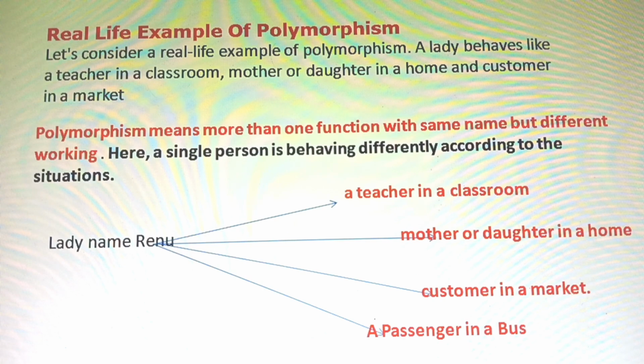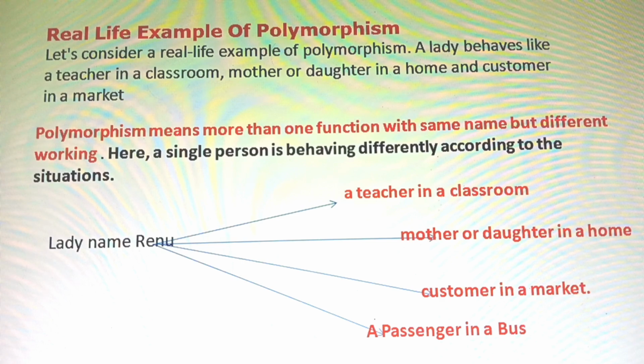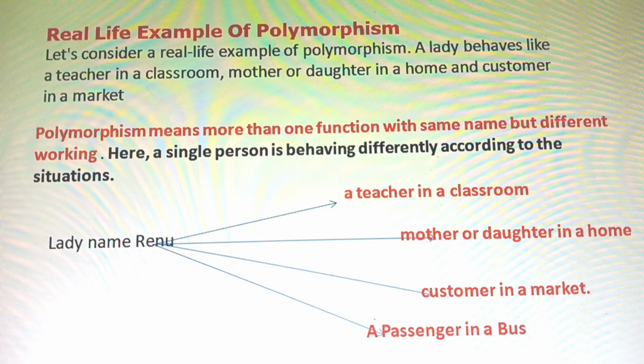Same example we can take from our real life. I'll tell you one example. A single person, a lady named Renu. In a classroom she behaves like a teacher. At home she behaves like a mother or daughter. In a market she behaves like a customer. In a bus she behaves like a passenger. The lady is behaving differently according to the situation.